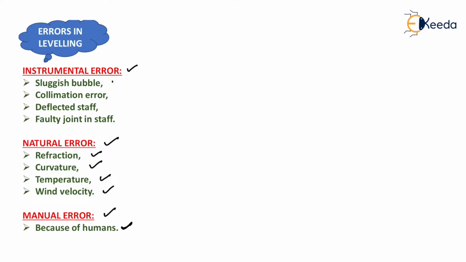instrumental error is due to a sluggish bubble. It means that the bubble will not be stable and it will move like this. So if the bubble moves like this, then our instrument will not be correctly leveled and the reading taken by that wrongly leveled instrument will be wrong.